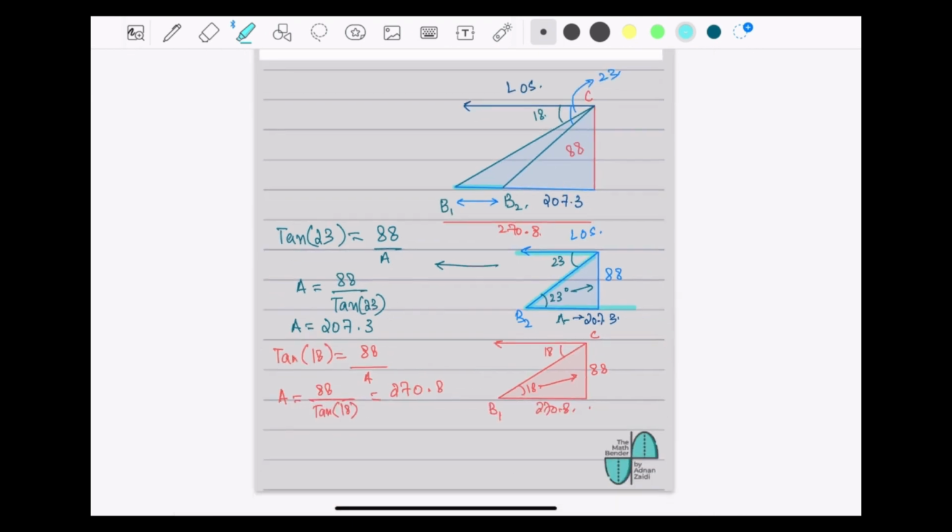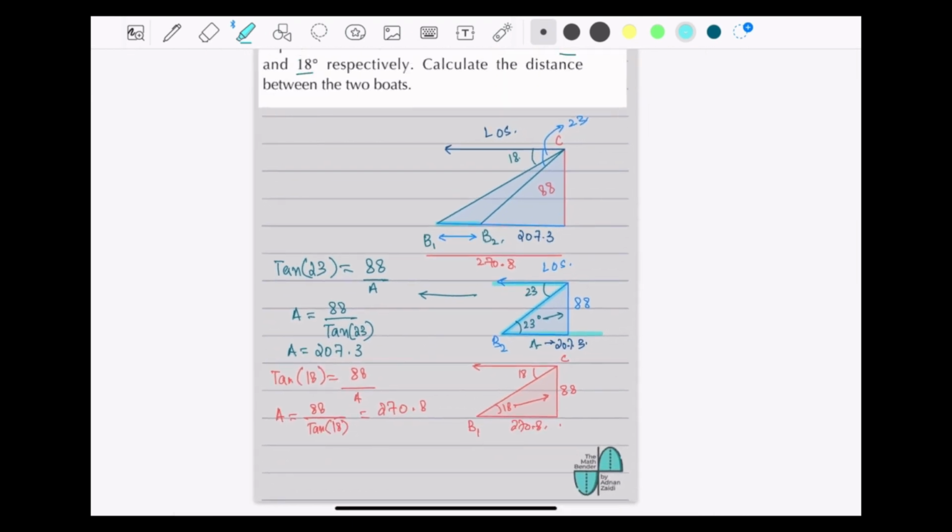So in order to find the distance between both the boats, you have the bigger length as 270.8 and you subtract 207.3 from it, which gives you 63.5.